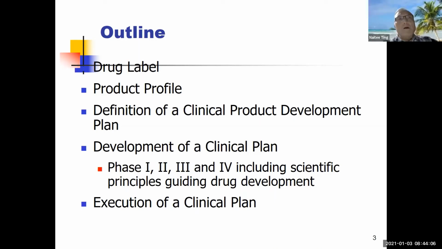Now, when you put the NDA or BLA together, you submit it to FDA. FDA will go through their review process. After their review, if FDA decides not to approve this drug, then there will never be a label for that drug. Again, I want to emphasize, most of the drugs fail.